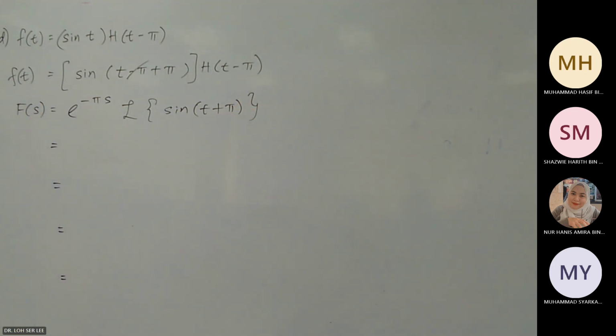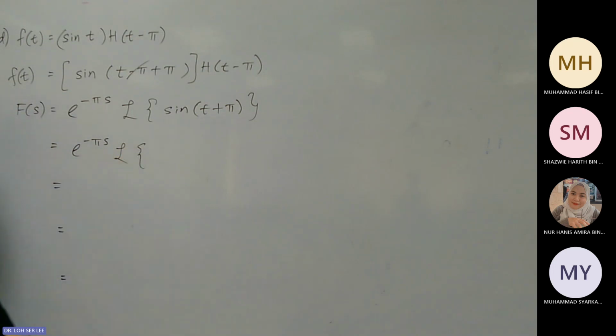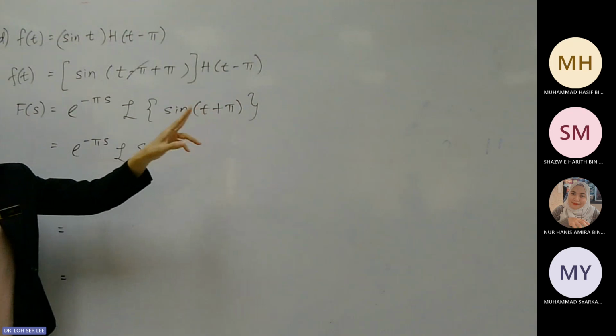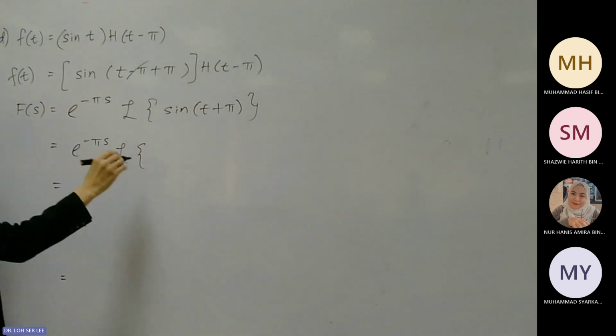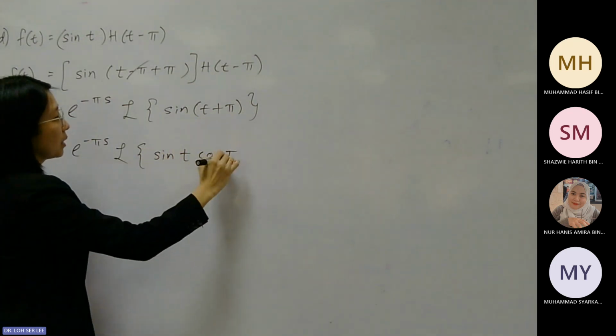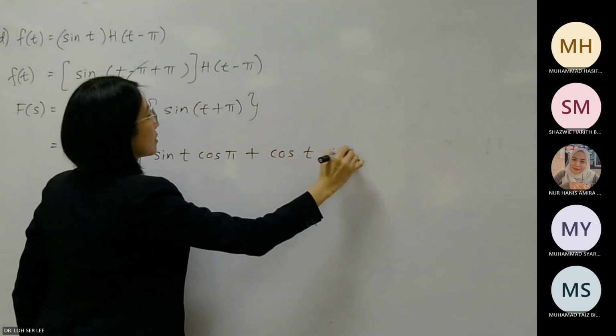So sine of t plus pi. We do not have a formula for sine of t plus a or t minus a, so you have to apply the identity. The identity sine of a plus b is sine a cos b plus cos a sine b.